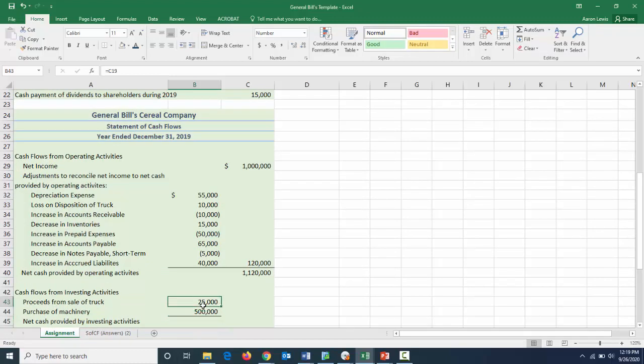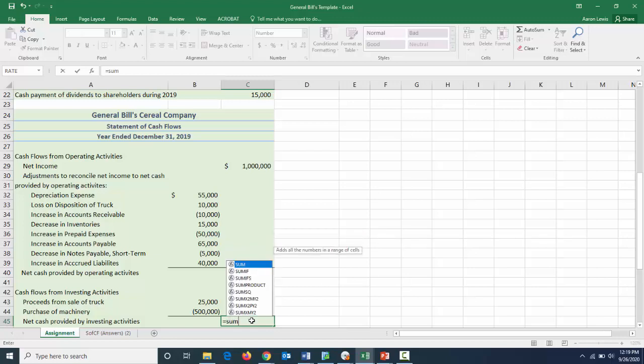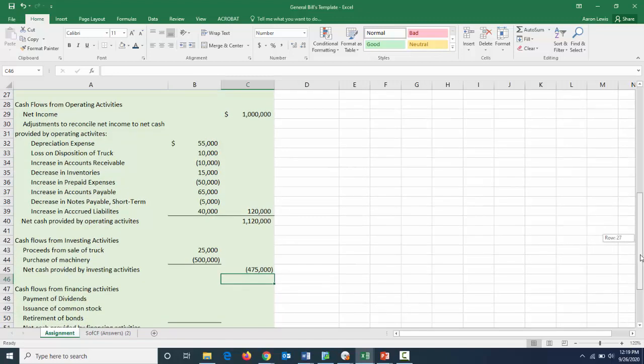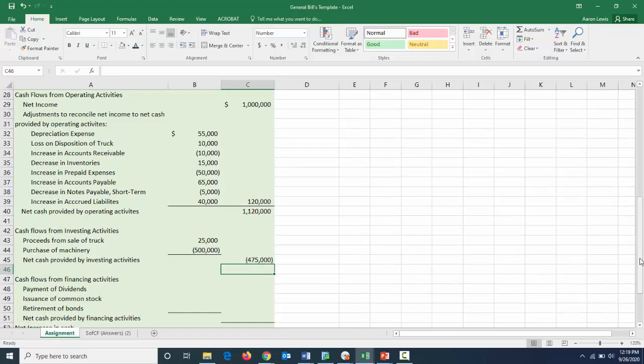Well, what happened to our cash flow for these? For the sale of the truck, we got the cash, which means cash has to be going up. For the purchase of machinery, we paid out the cash, which means cash flow has to be going down. So let's make that negative. It should be negative $500,000. So in total, for items related to our long-term assets, we took in $25,000, but we paid out $500,000. So our cash used for investing activities, investing in the long-term growth of our company by buying plant assets, is negative $475,000.